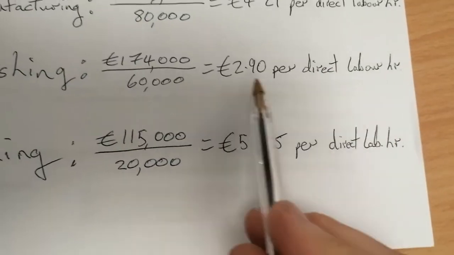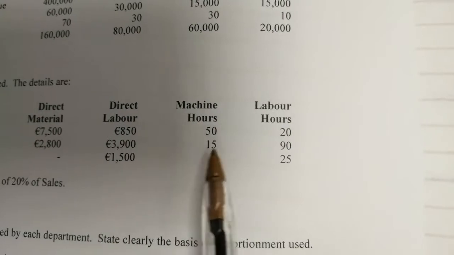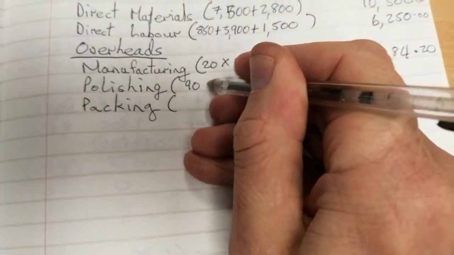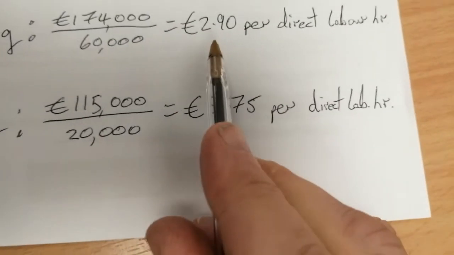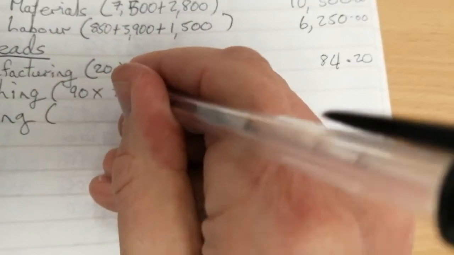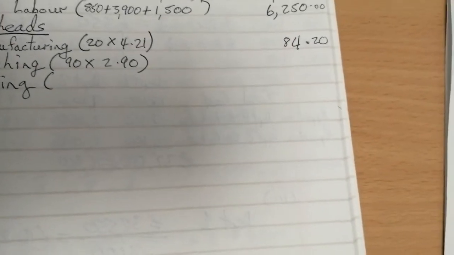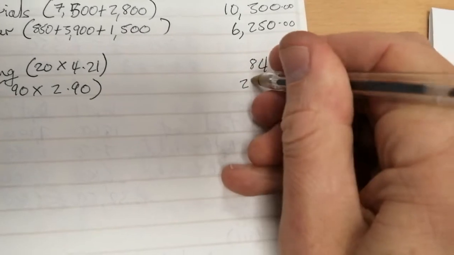For the polishing department, if we look, polishing department again was per direct labor hour. In fact, they were all per direct labor hour. The rate was 290. How many direct labor hours were worked in the polishing department? We can see that there were 90 of them. So it's going to be 90 multiplied by 290 per direct labor hour in the polishing department. I might need to get the calculator out for this. One sec now. 261.